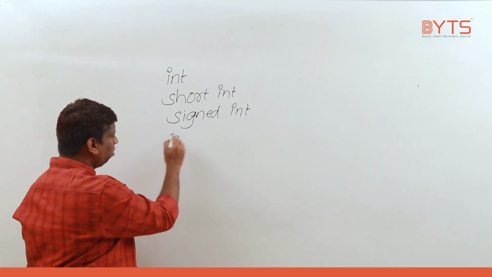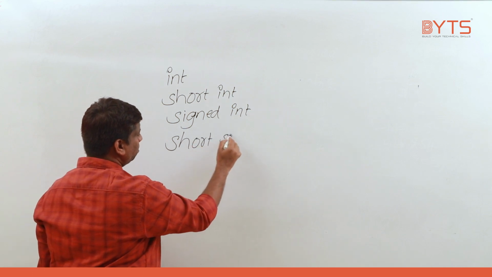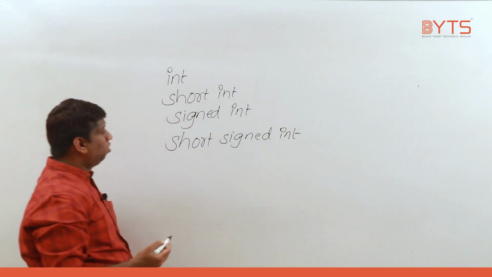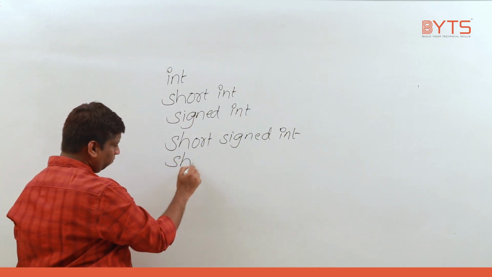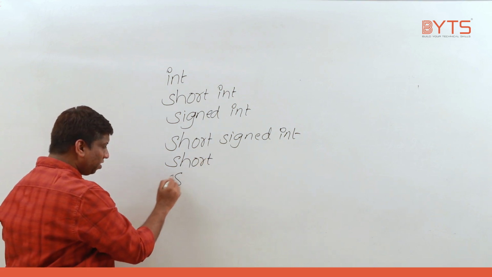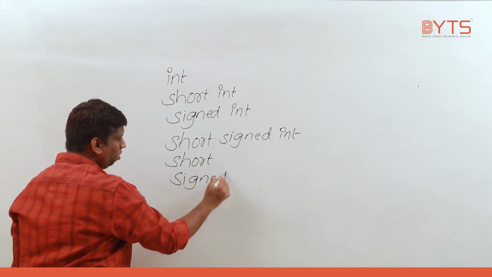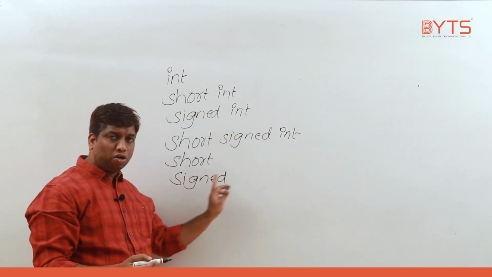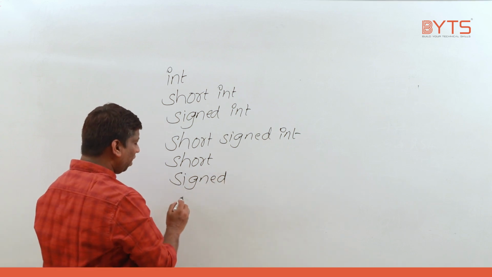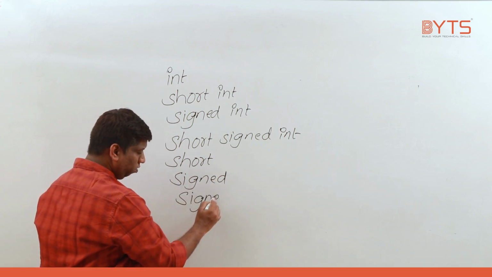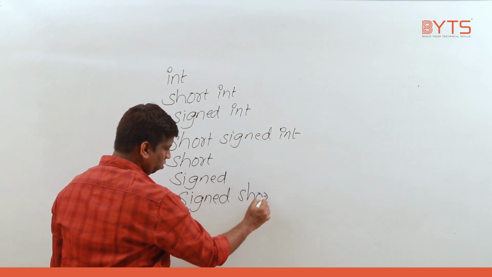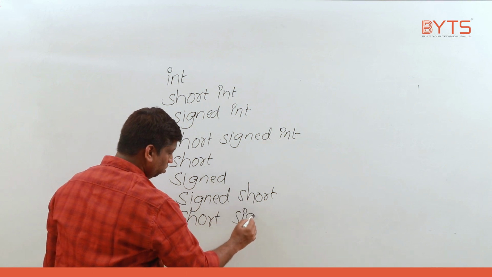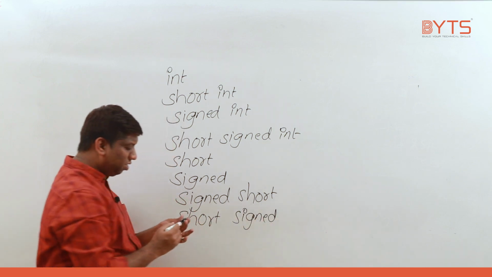So I can write short signed int, or simply you can write short, or simply you can write signed. Here the default nature will be signed and int. Here the default nature will be short and int. Or simply you can write signed short, or I can write short signed. So try to understand this.